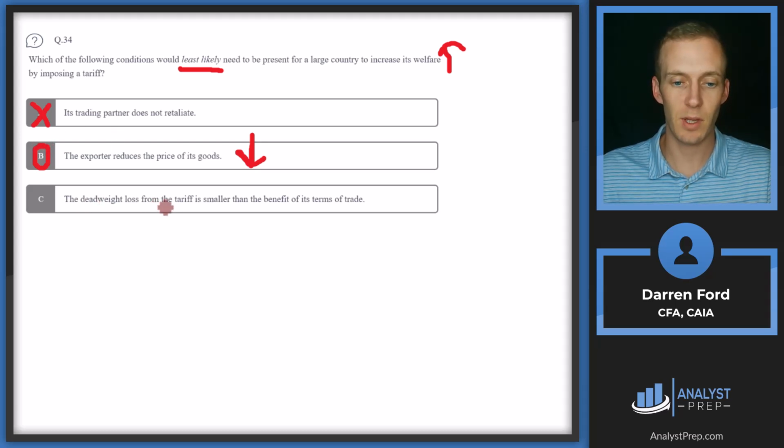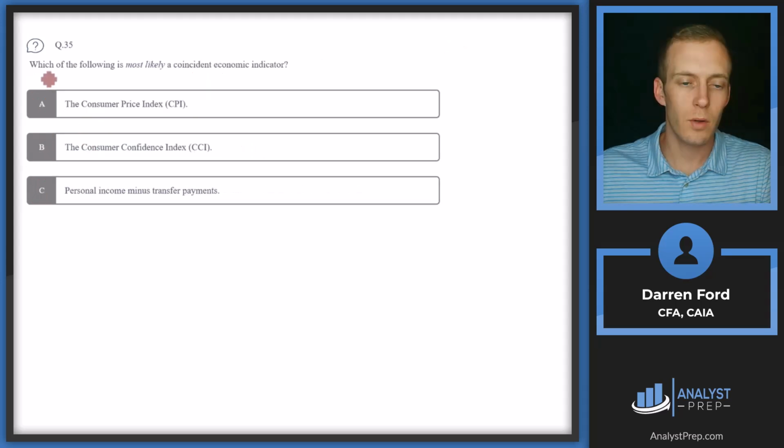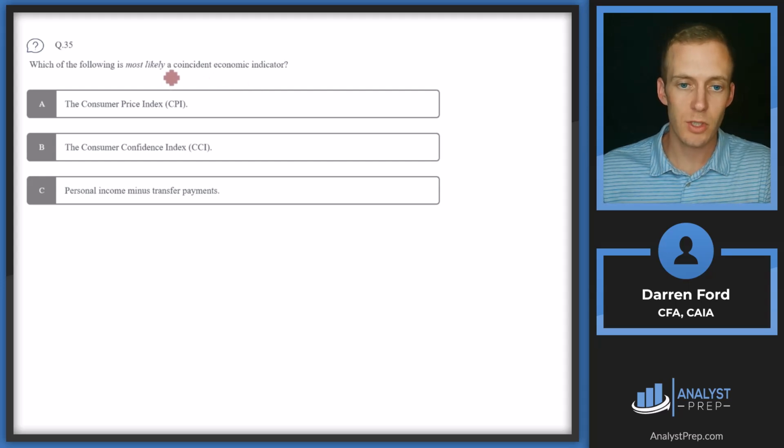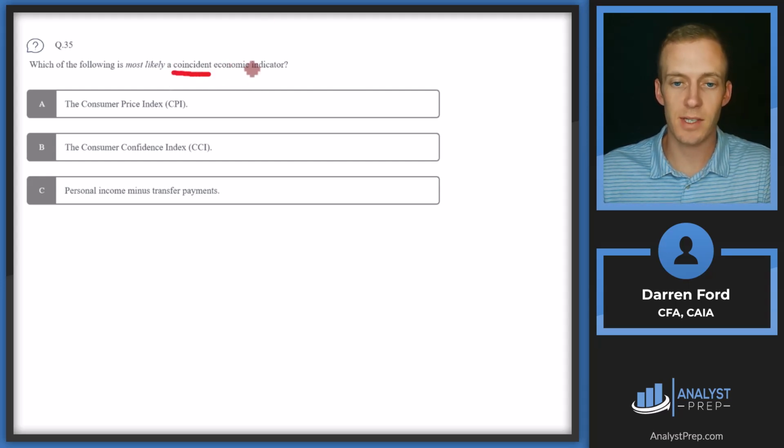And then C, the deadweight loss from a tariff is smaller than the benefit of its terms of trade. And so this is a necessary condition to increase our welfare since it leads to a net benefit. And so we can rule out C as well and stick with answer B here. Question 35. Which of the following is most likely a coincident economic indicator? So coincident meaning it occurs at the same time as the economic activity.